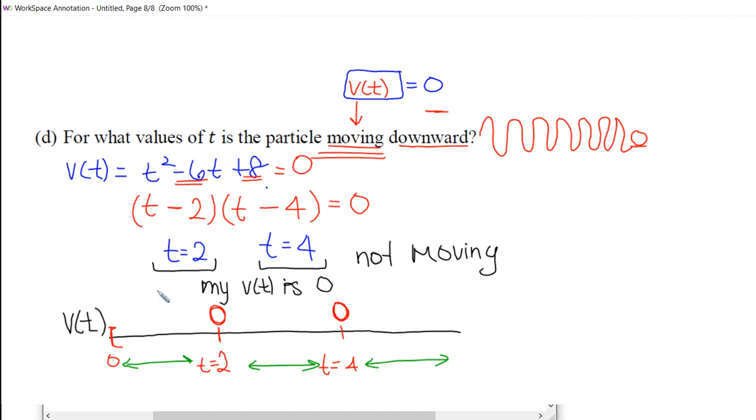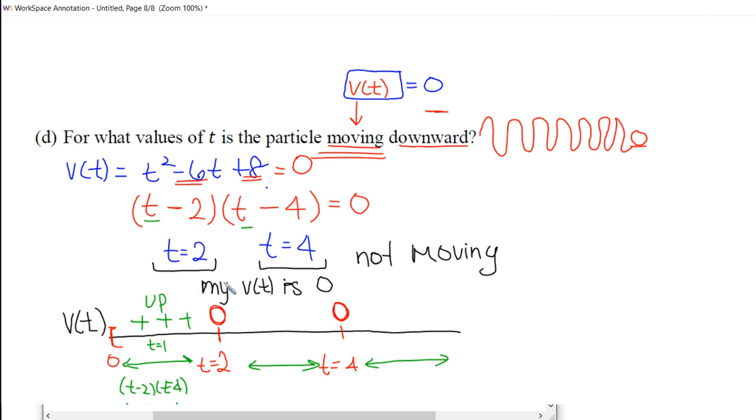Now here's what I'm going to do. I'm going to check what happens from 0 to 2 seconds by plugging in something in between 0 and 2. So I'm going to plug in time equals 1. I'm going to do my scratch work here so y'all can see. So (t minus 2)(t minus 4) is my velocity. If I plug in 1, I get negative 1 times negative 3, and a negative times a negative is positive. So it gives me a positive velocity in between 0 and 2, which means I'm moving up.